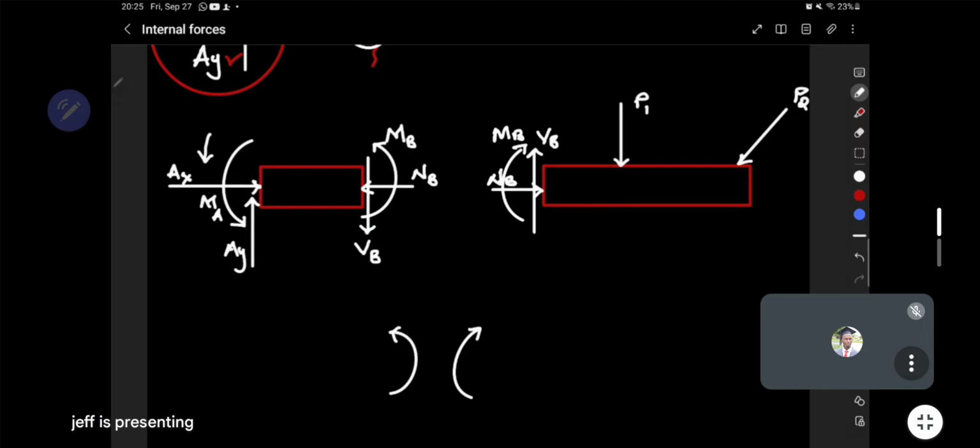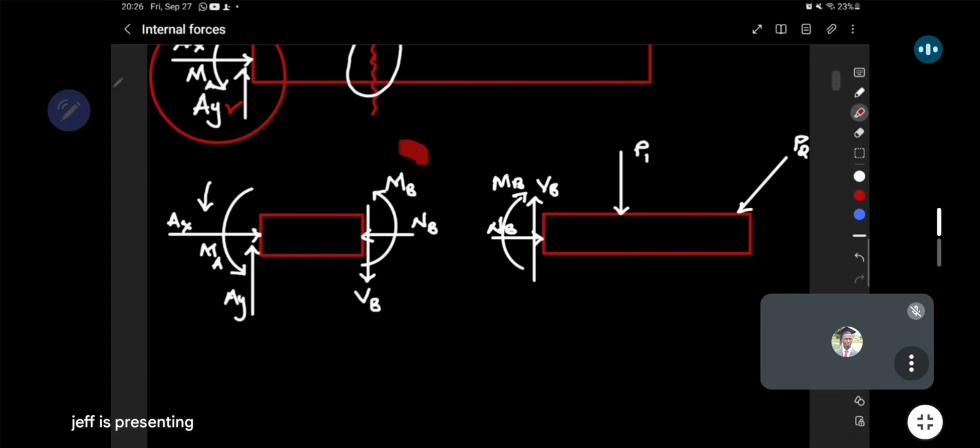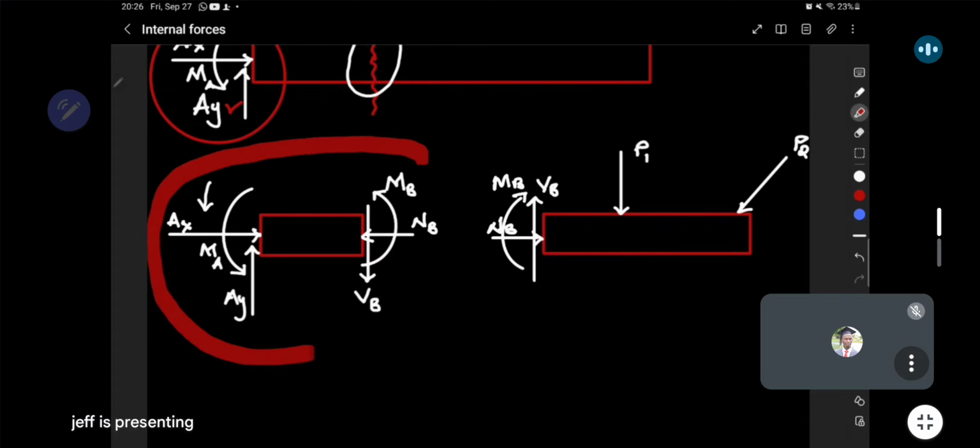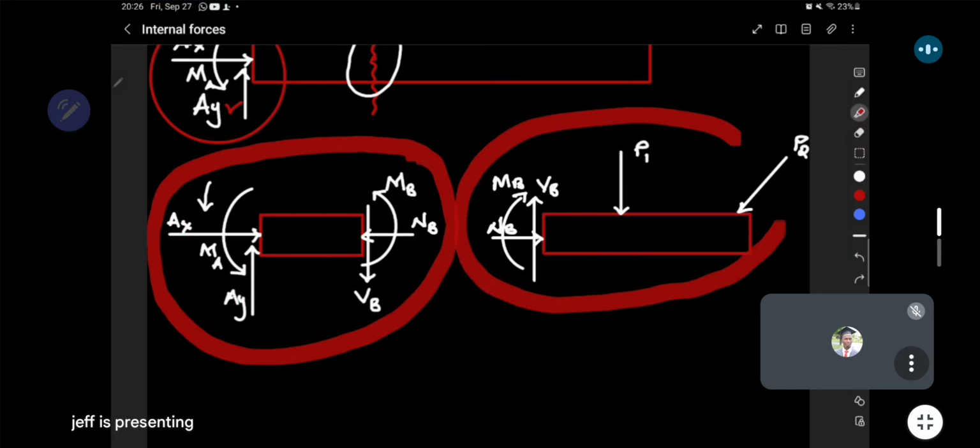Again, same label. With this in mind, any of these sections that you pick for the analysis is fair game. Any one of them is going to be acceptable and it's still going to be correct. This is why I was saying that if you decide to go with this section where the reactions at A are part of the analysis, then you might have to find them first before you even start splitting the member apart.